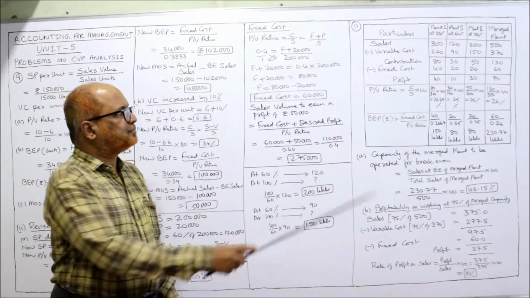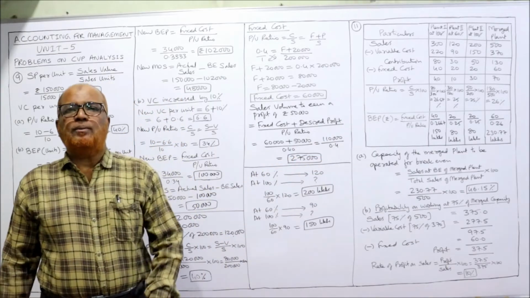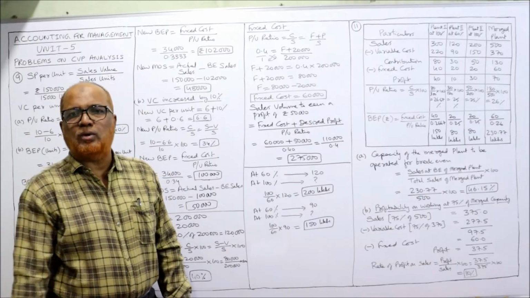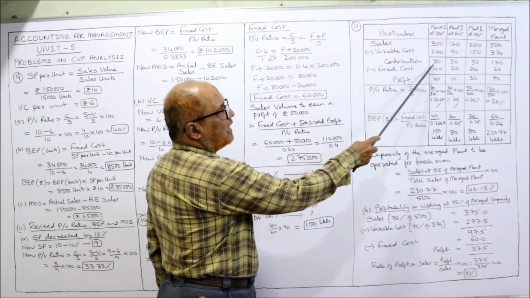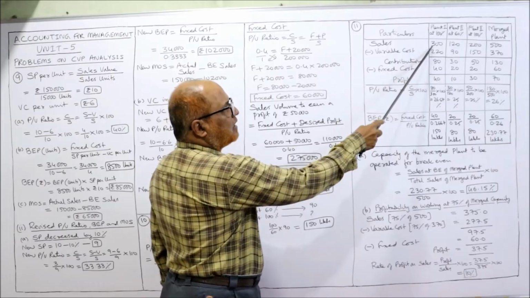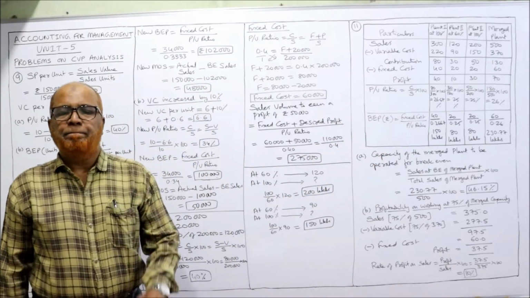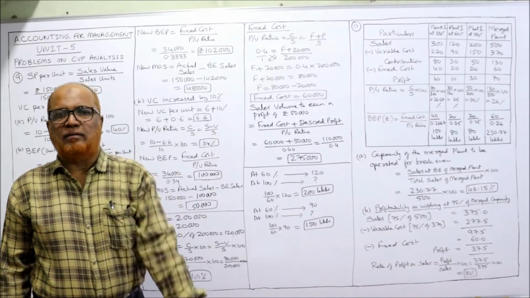Now PV ratio. The formula for PV ratio is contribution by sales into 100, C by S into 100. Contribution, how much do we have? 80. So 80 by 300 into 100, you will get 26.67%. This is the PV ratio for plant 1.